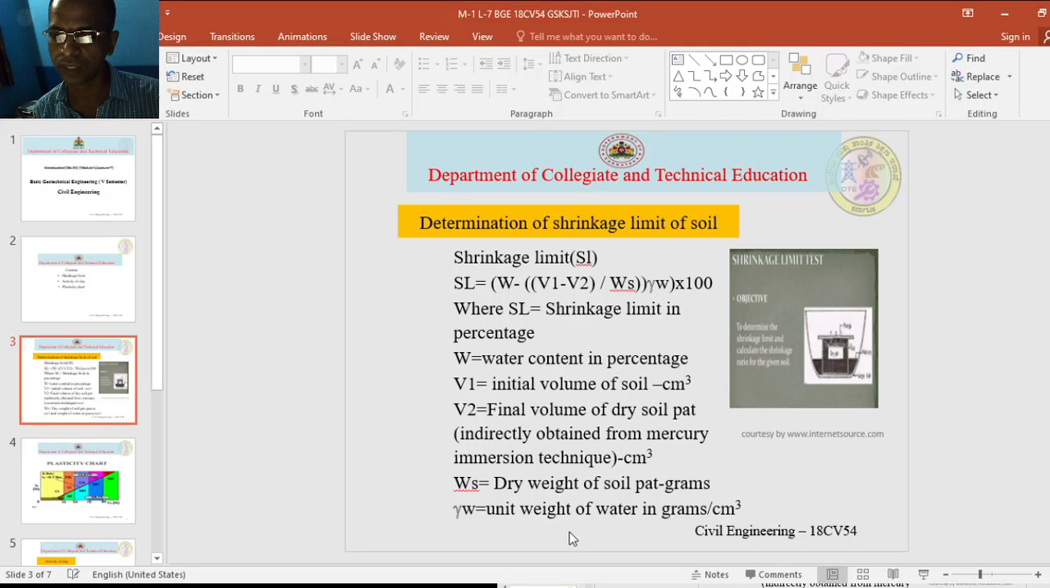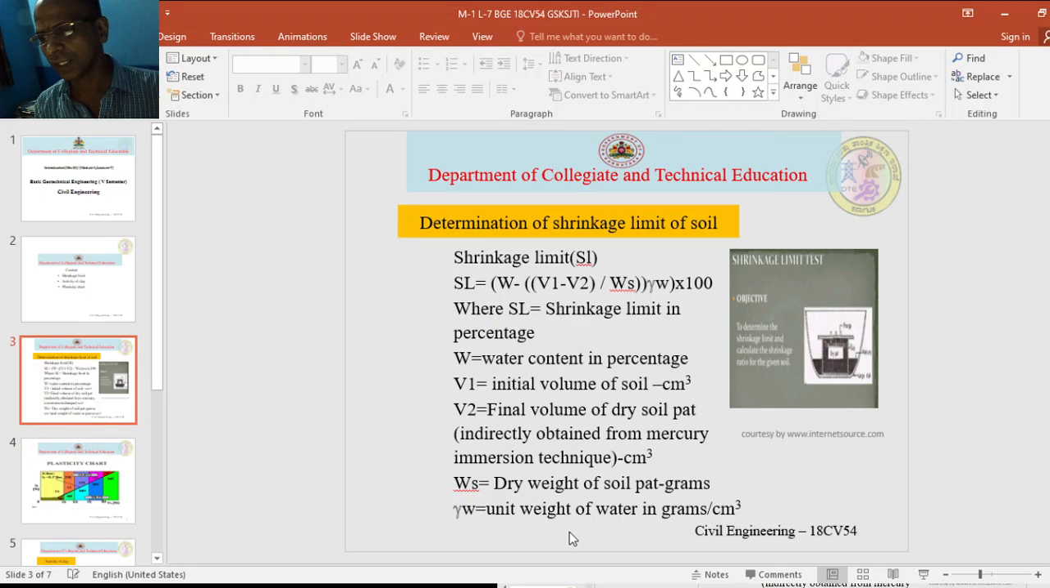The shrinkage limit is given by the formula: water content w minus (V1 minus V2) divided by Ws into gamma w, into 100, where w is water content in percentage, V1 is the initial volume of soil in cm³, V2 is the final volume of dry soil pat indirectly obtained from the mercury immersion technique in cm³, Ws is the dry weight of soil pat in grams, and gamma w is the unit weight of water in gram per cm³.